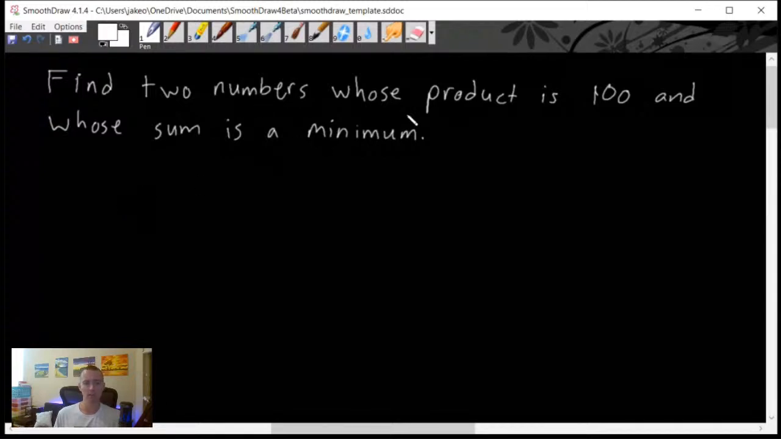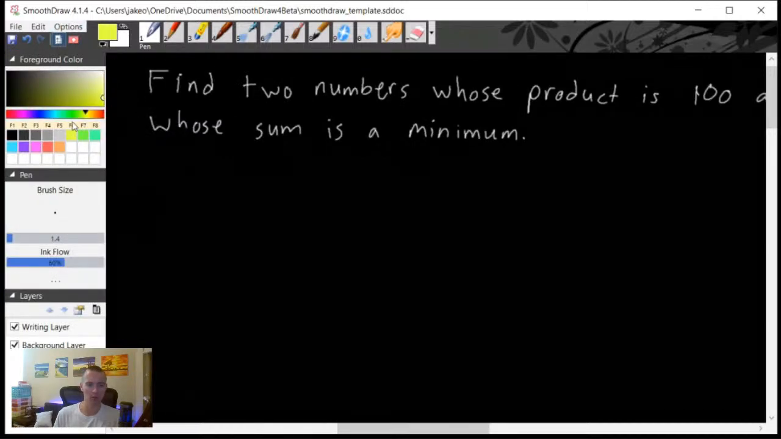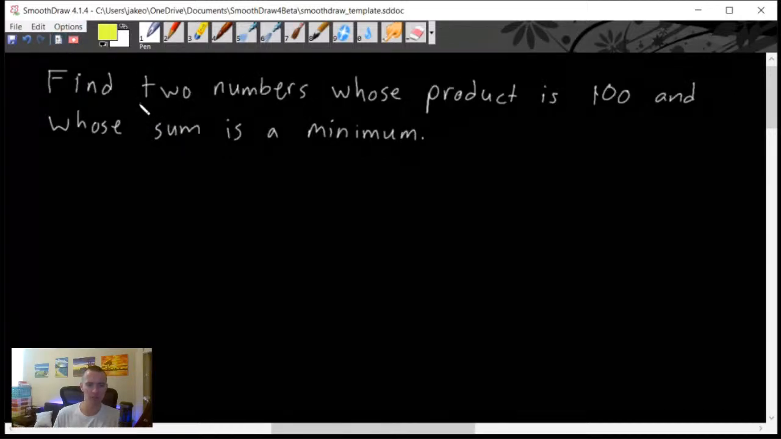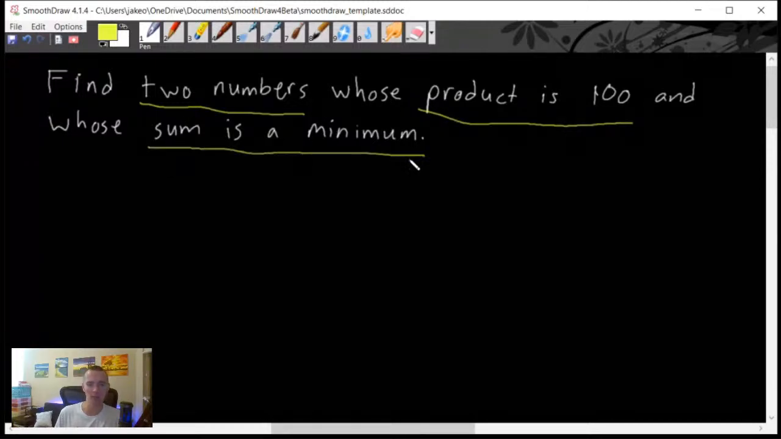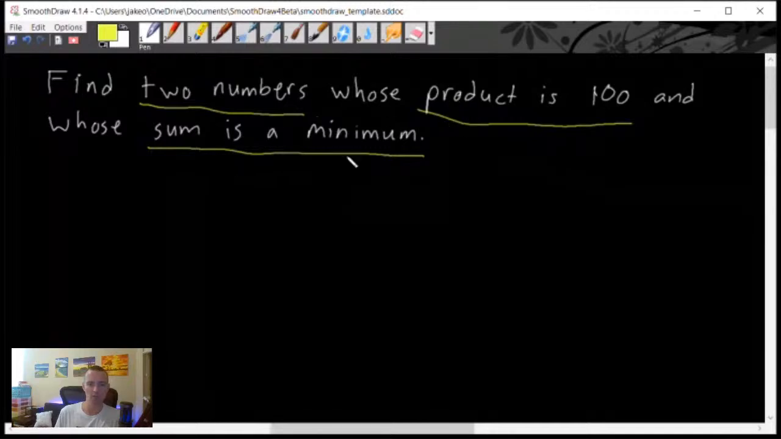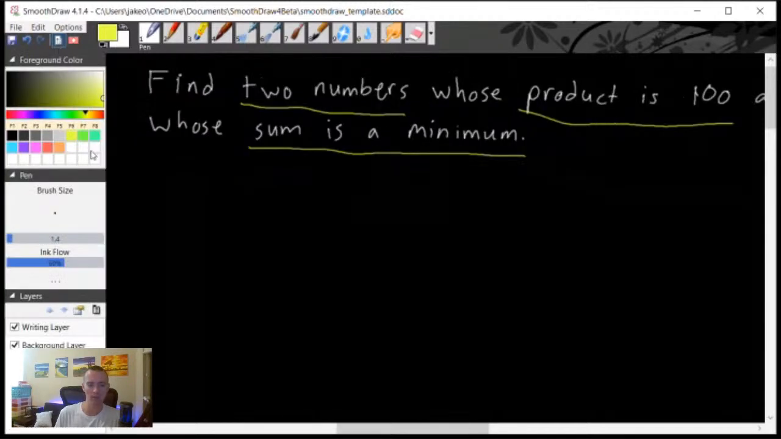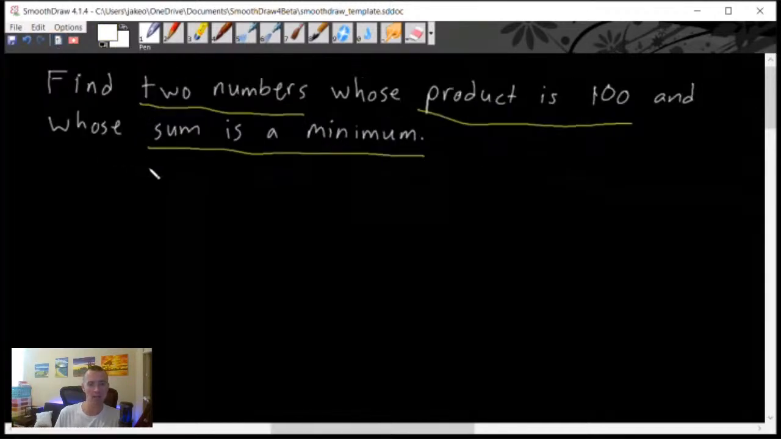So let's think about what the question's asking us. We're trying to find 2 numbers. So right off the bat, we know our objective here is to find 2 numbers. We have some information about their product: we know their product is 100. And we have some information about what we're trying to achieve with these 2 numbers: we're trying to make sure their sum is a minimum. Those are the 3 main things the question is giving us and asking us to figure something out about.